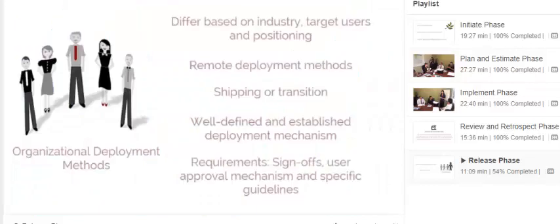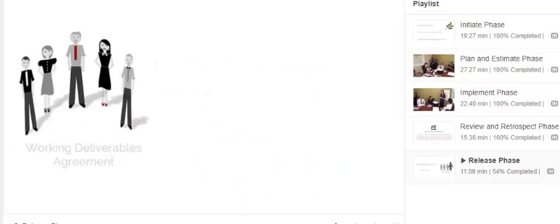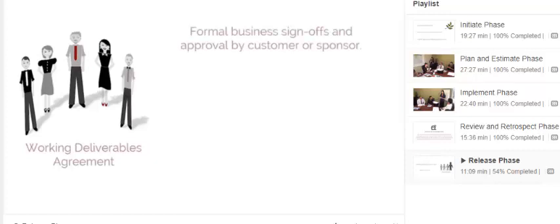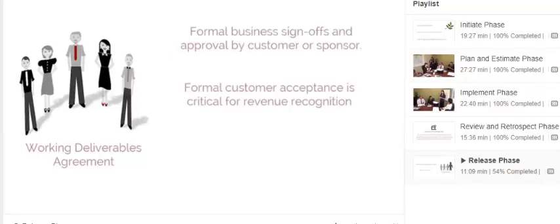Now that we have seen the main inputs and tools, it's time to check the outputs of the process. Working Deliverables Agreement. This is the output generated by the process Ship Deliverables. Deliverables that meet the acceptance criteria receive formal business sign-off and approval by the customer or sponsor.